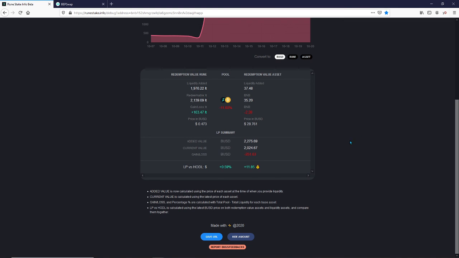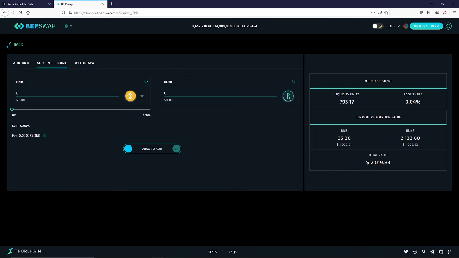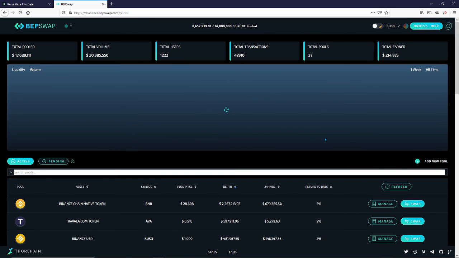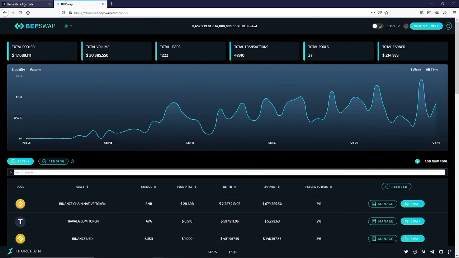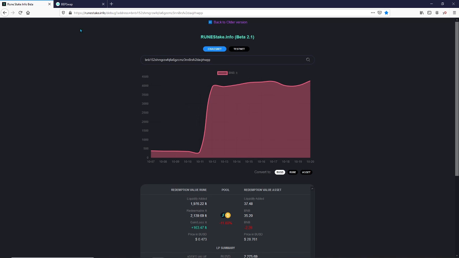And so if you want to make money on your Rune instead of just holding it, you can put it in BepSwap. Again, I have a video on the process of doing this, how to add your liquidity, will be linked in the description. And here is the tracking tool. You can find it at RUNEStake.info.